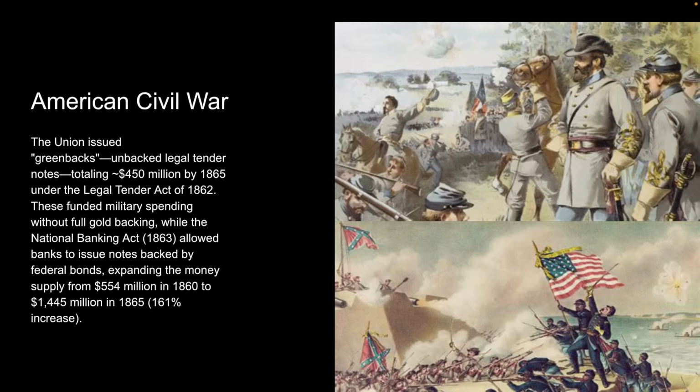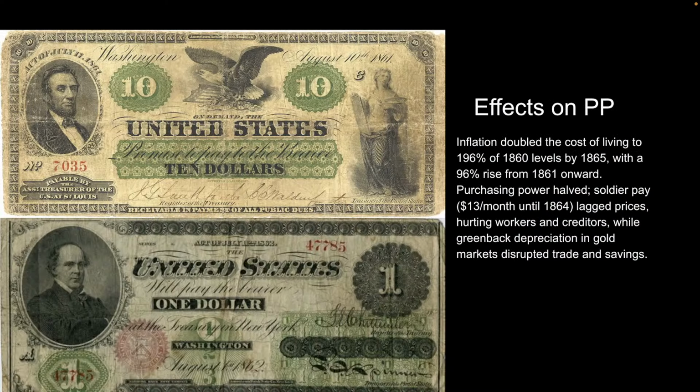The effects on the purchasing power: inflation doubled the cost of living to 196% of the 1860 levels by 1865, with a 96% rise from 1861 onward. Purchasing power halved. Soldiers paid $13 a month until 1864 lagged prices, hurting workers and creditors, while greenback depreciation in gold markets disrupted trade and savings.